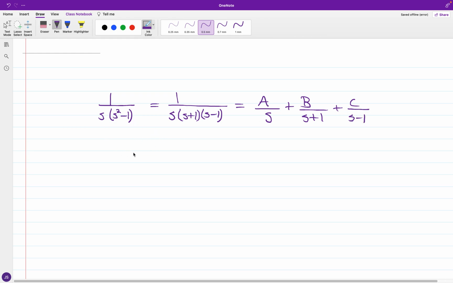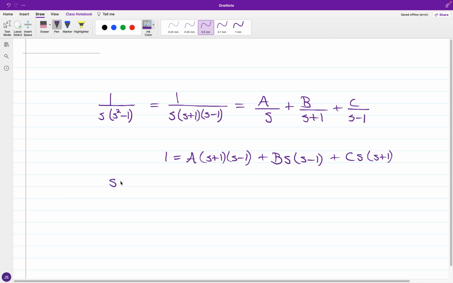If I clear out the fractions, we're going to have 1 equal to a times the quantity s plus 1 and s minus 1, since s goes out. For b, s plus 1 will cancel, so you have b times s times the quantity s minus 1. As for c, s minus 1 cancels, so we have c times s times the quantity s plus 1. So we have 3 variable expressions: s plus 1, s minus 1, and s itself.